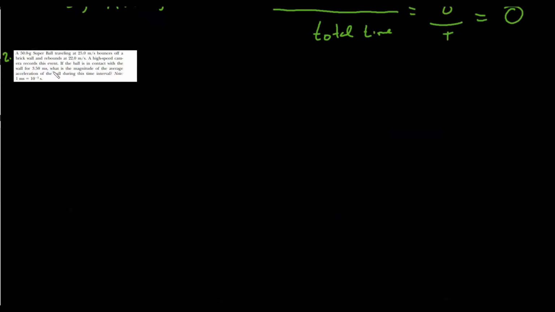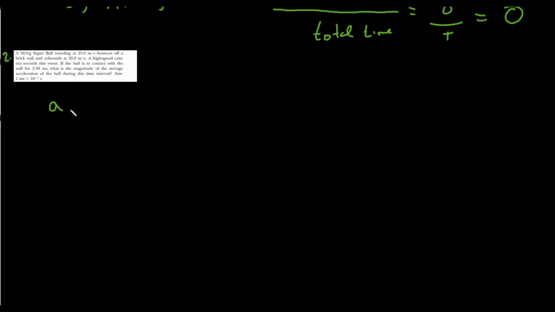Alright, question 2. A 50-gram super ball traveling at 25 meters a second bounces off a brick wall and rebounds at 22 meters a second. A high-speed camera records this event, and the ball is in contact with the wall for 3.5 milliseconds. What is the magnitude of the average acceleration of the ball during this time interval? Alright, so they're asking for the magnitude of the average acceleration.